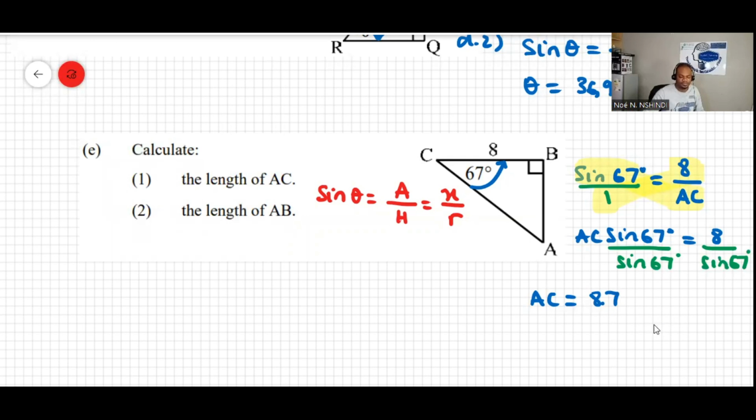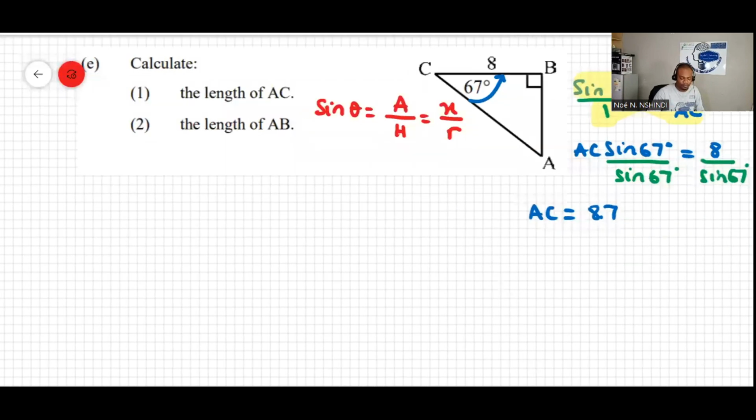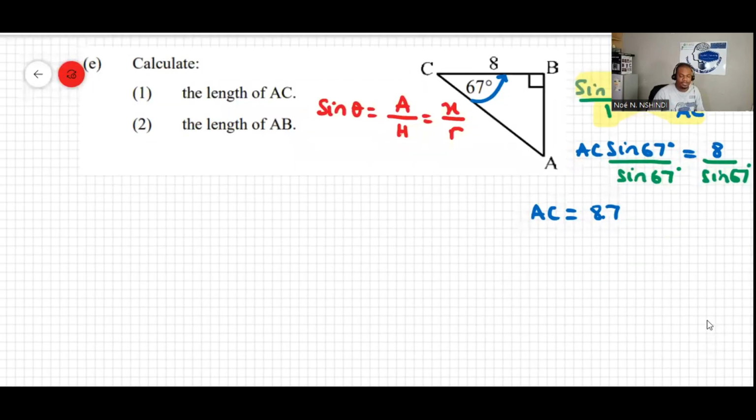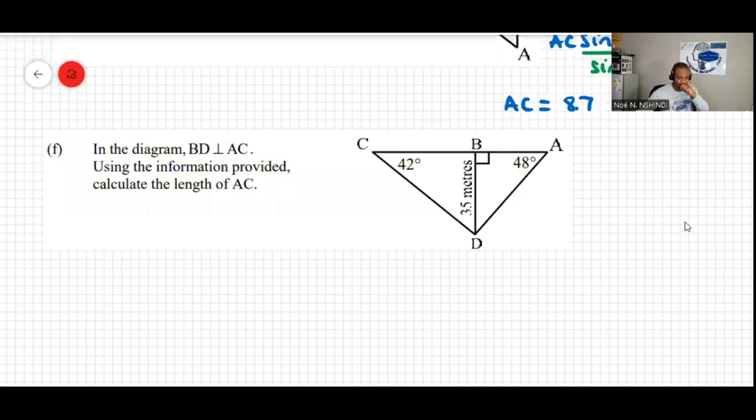The next question. Now the question here says in the diagram, BD is perpendicular to AC. Using the information provided, calculate the length AC. So I'm looking at the diagram given here. You can see that BD here is perpendicular to AC.